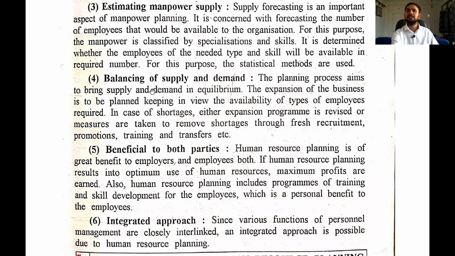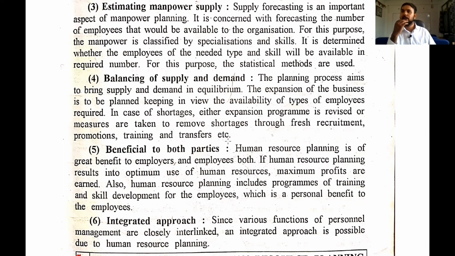Now the fourth thing is balancing supply and demand. Means no matter how many employees we are demanding, whether we will get that number of employees from the market or not. So there must be a balance between supply and demand. The planning process aims to bring supply and demand into equilibrium. The expansion of the business is to be planned keeping in view the availability of the types of employees required. In case of shortage, guys, in case of shortage, either the expansion program is revised or measures are taken to remove the shortage through fresh recruitment, promotion, training, and transfers.